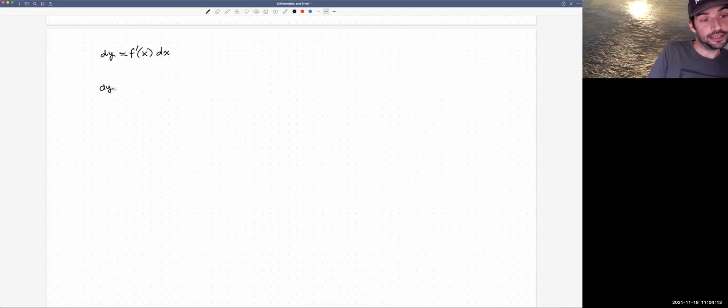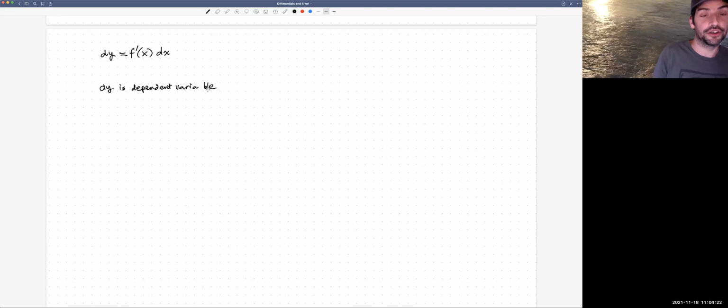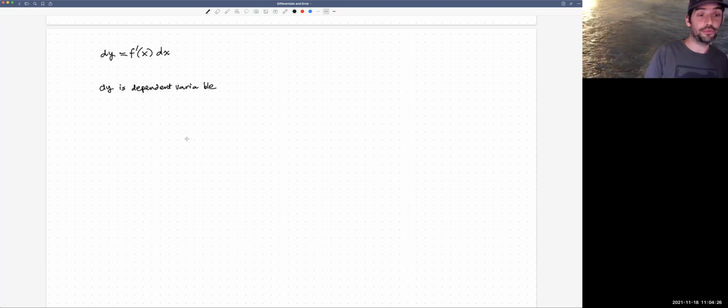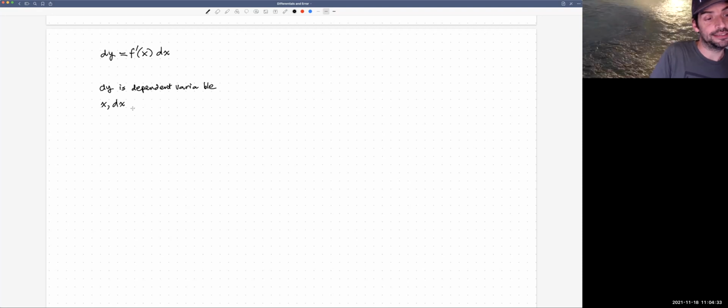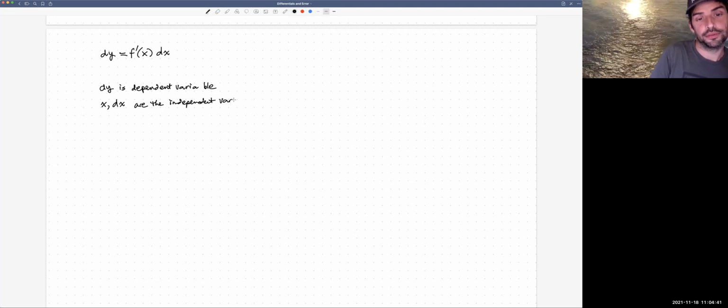dy is our dependent variable. In other words, it's a function of the others. Usually we have another variable, but here we have two variables that dy depends on. The two independent variables are x and dx. Oops, I said dependent variables. Okay, so what do I mean by this?